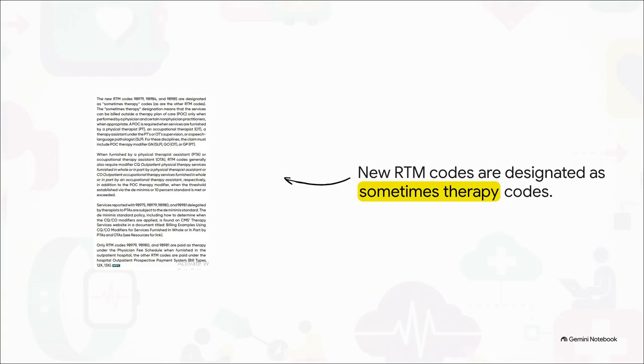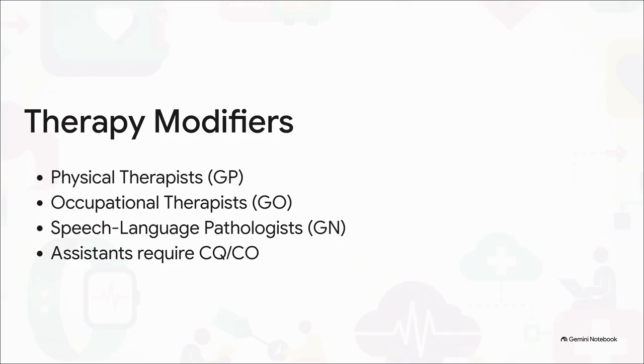The new RTM codes, 98979, 98984, and 98985, just like the older RTM codes, are designated as sometimes therapy codes. So what exactly does sometimes therapy mean? Well, it means these services can be billed outside a therapy plan of care only when they're performed by a physician or certain non-physician practitioners. If a physical therapist or an occupational therapist is providing these services, a specific plan of care is absolutely required. And when that plan of care is required, your claim must include specific therapy modifiers to tell the whole story to the payer. Let's run through them.